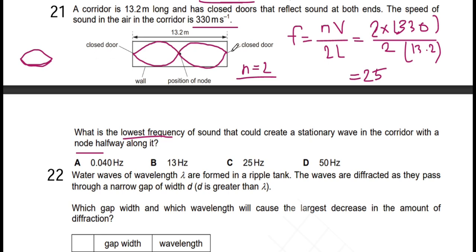There is overall 3 nodes: 1, 2, 3. Now the length is given, so if you use the formula and put all the values which are given, you will get a value of 25.